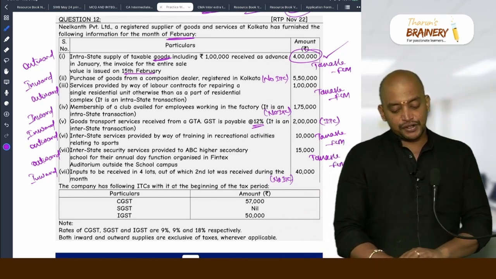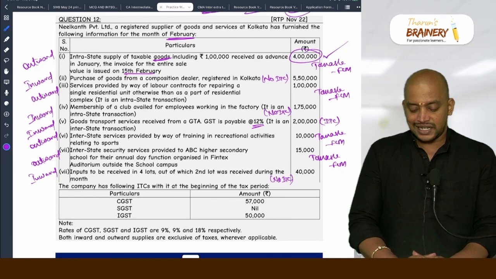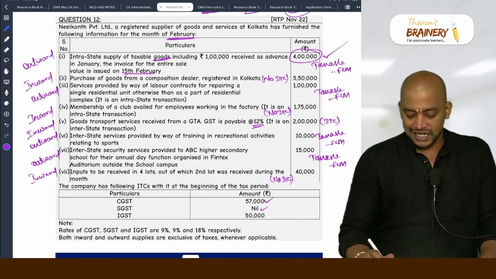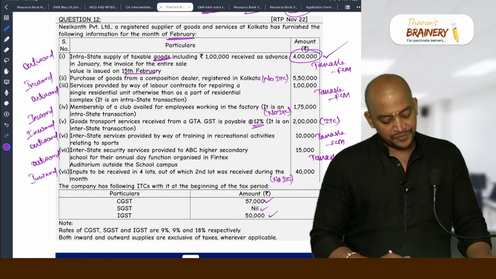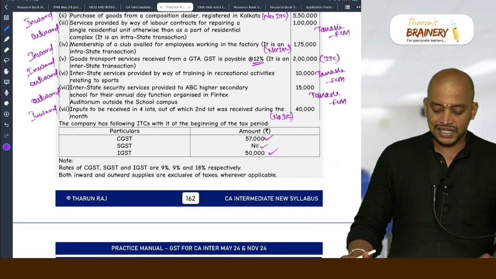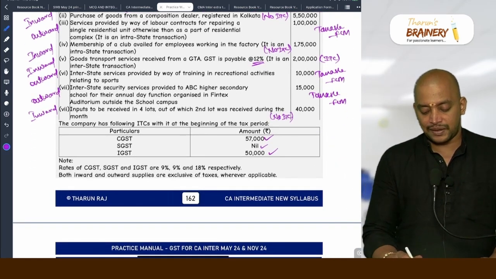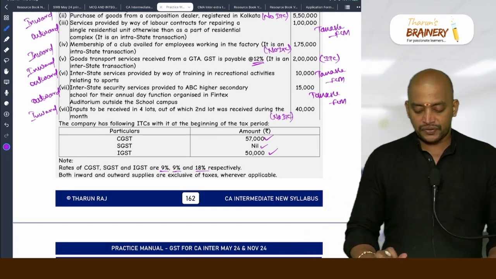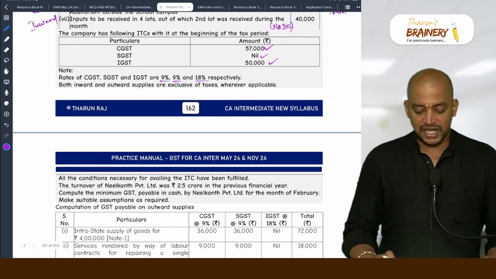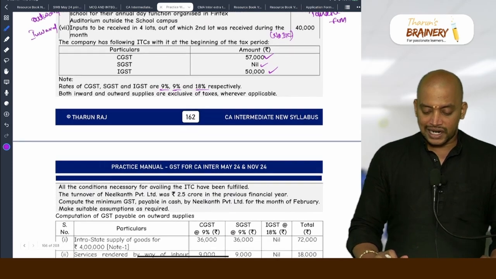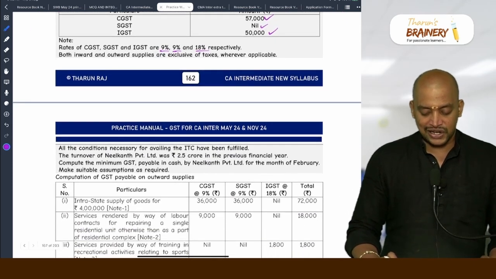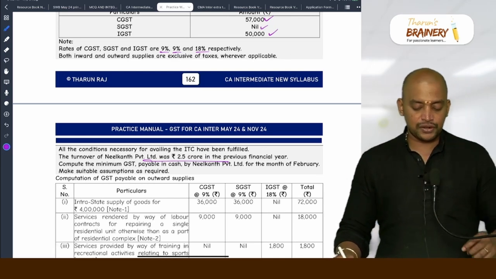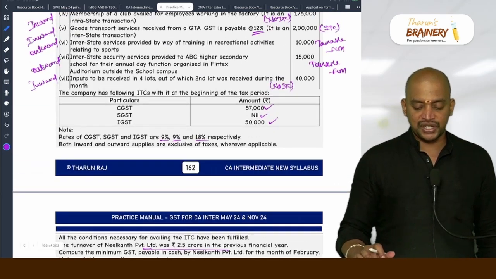The company has the following ITCs with it at the beginning of the tax period: CGST 57,000, SGST nil and IGST 50,000. Note, rate of CGST, SGST and IGST are 9%, 9% and 18% respectively. Both inward and outward supplies are exclusive of taxes wherever applicable. All conditions necessary for availing ITC have been fulfilled. The turnover of Nilkant was 2.5 crores in the previous year. Compute the minimum GST payable.